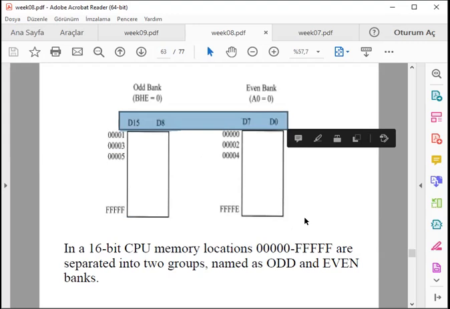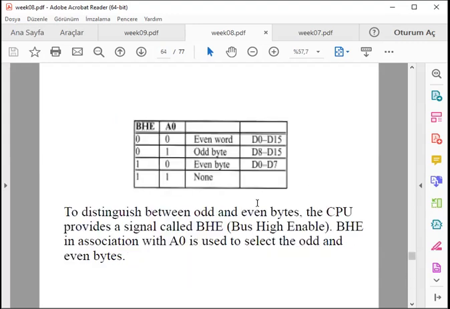When we consider both of the chips, 8 plus 8, a total of 16 bits of information can be handled. So in a 16-bit central processing unit, memory locations 5 zeros to 5 Fs are separated into two groups named as odd and even banks.